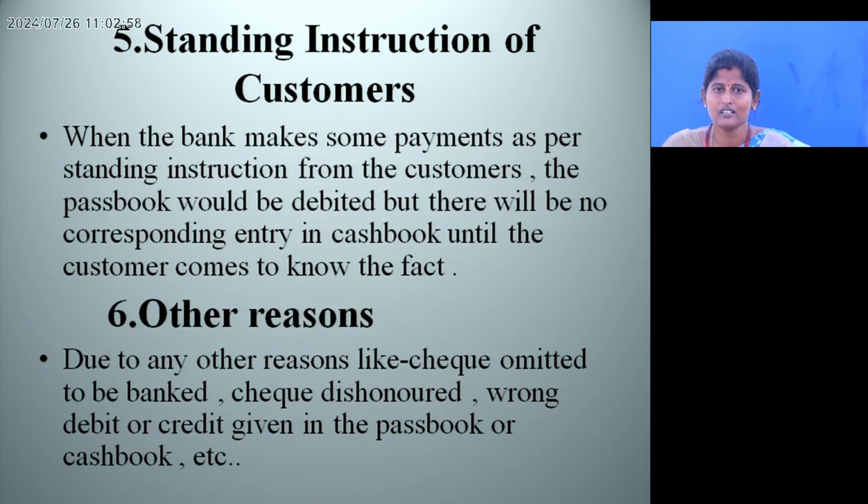Other reasons: suppose the check may be dishonored, the check may be omitted, wrong debit given by the banker, and of course wrong credit given by the banker. These are some other reasons for difference between the bank balance as per the cash book and the bank balance as per the passbook. These are the differences for the bank reconciliation statement we are preparing.